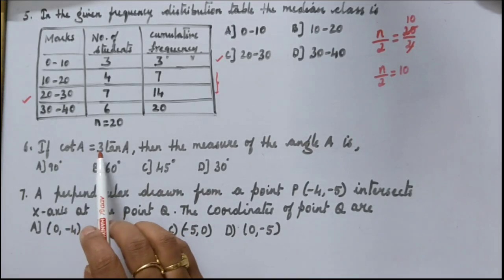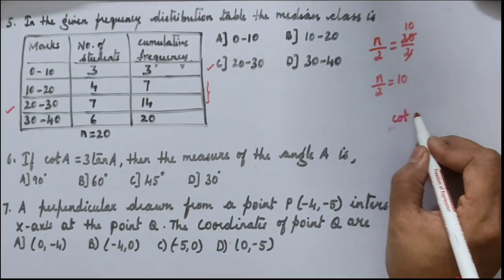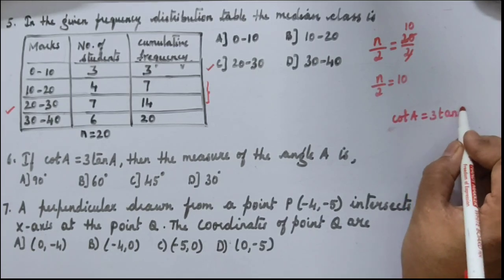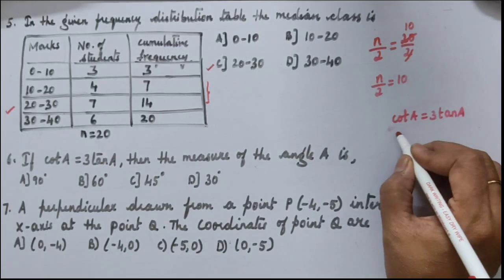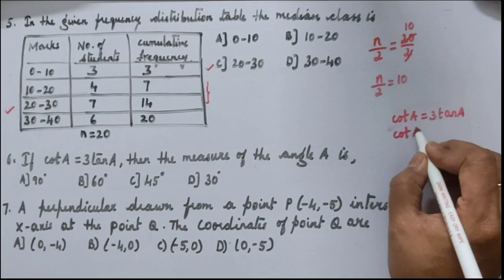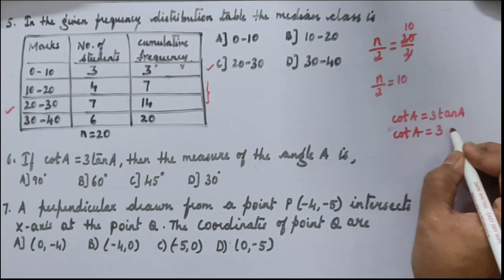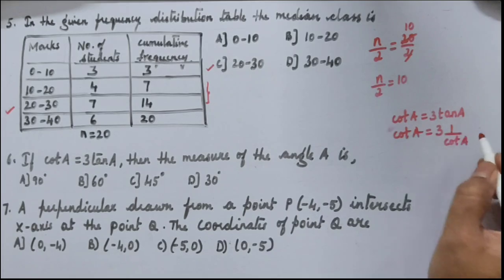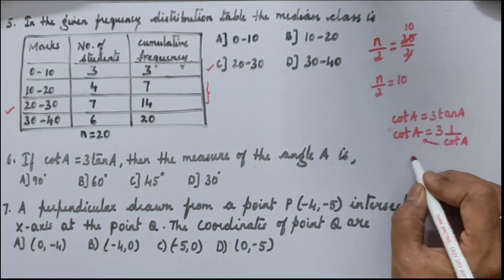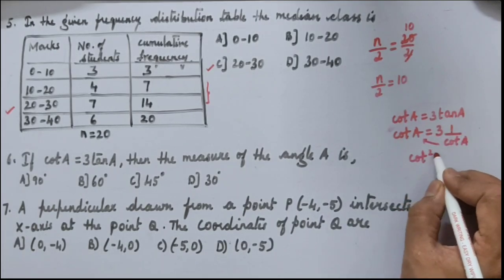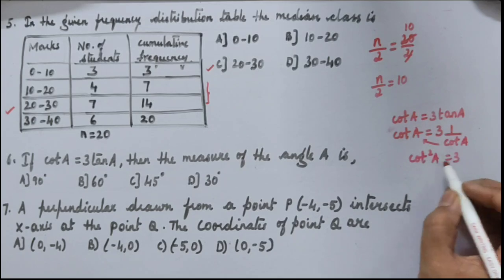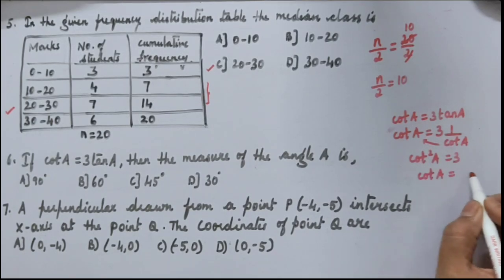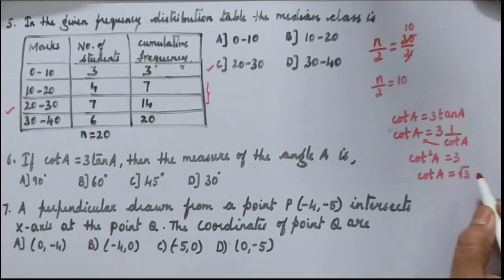Here cot A is equal to 3 tan A. Let me write: cot A is equal to 3 tan A. So cot A is equal to 3 times 1 upon cot A, since tan can be written as 1 upon cot. Cross multiply, I get cot square A is equal to 3. When you remove the square, this becomes a root. Cot A is equal to root 3.